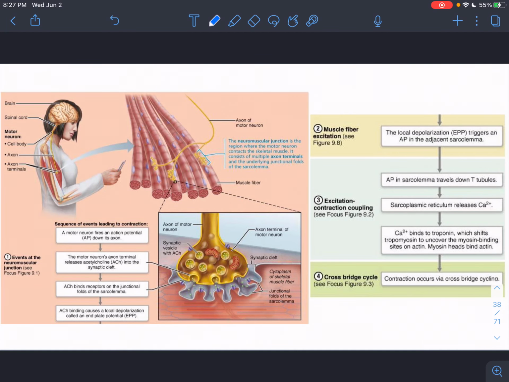Okay, so we just talked about the events at the neuromuscular junction, right? Action potential comes down, calcium comes in, acetylcholine's released, acetylcholine binds to the receptors on the sarcolemma, and that causes sodium to come into the muscle cell and create an end plate potential or depolarization. Okay, so that's the first step of causing muscles to contract. We then have muscle fiber excitation. Okay, so that's step 2 that we're going to talk about.